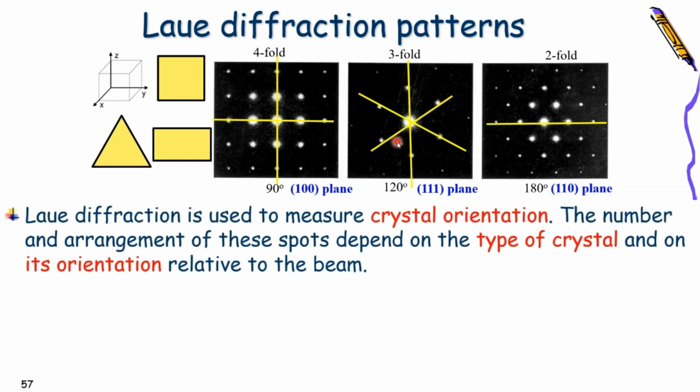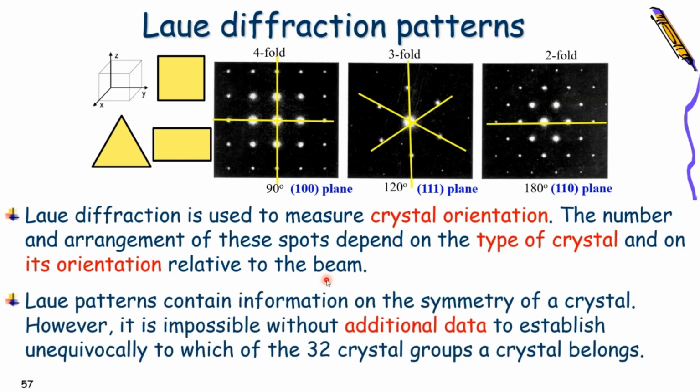Okay, Laue diffraction is used to measure the crystal orientation. The number and the arrangement of these spots depend on the type of the crystal. It can be metal, it can be gold, it can be silver, it can be copper. And it depends on its orientation relative to the beam. The beam means what? X-ray beams. You might ask, Professor, can I use an electron beam? Yes, you can. That's another story we are going to talk about next week.